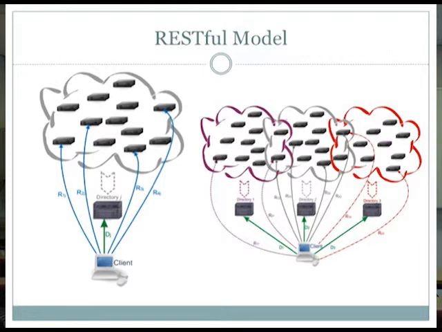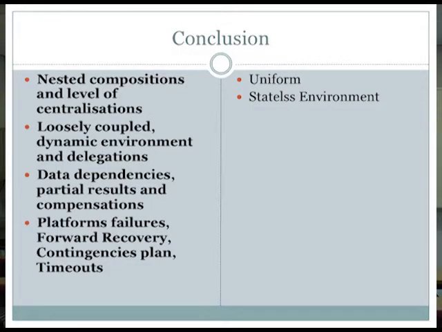So far, until here, we had the nested composition in terms of transactions. We provide loose coupling. It supports a dynamic environment. We have all sorts of delegation in our transaction context. We solve the data dependencies by introducing two different types of dependency graphs. And we have talked about platform failures and what we are going to do when we have a failure. Then what we haven't touched that much is the situation with a completely stateless environment and restfulness.